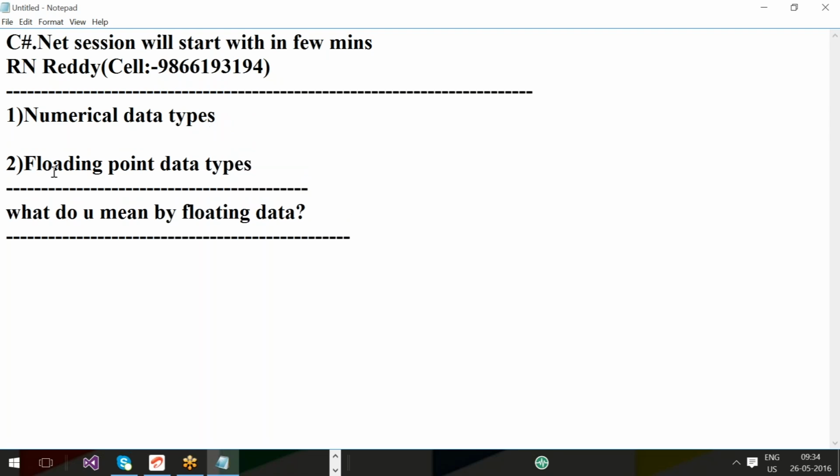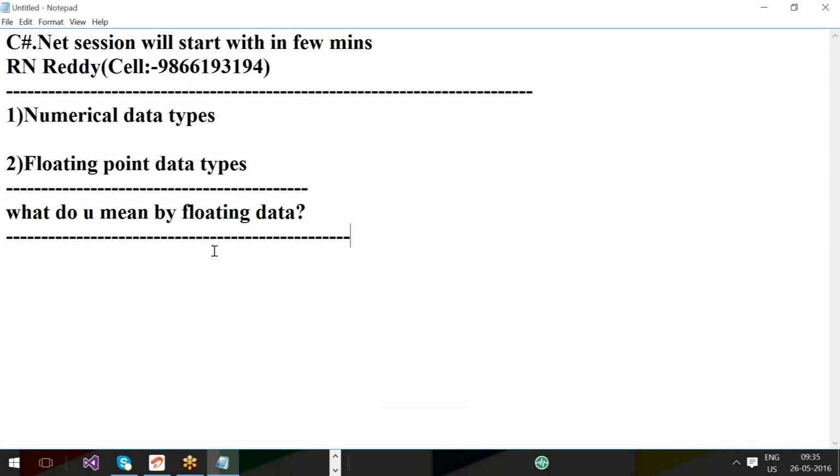So what do you mean by floating data? Neha, what do you mean by floating data? Which has a fraction part. Yeah, a number which has a fractional part will be called floating data.